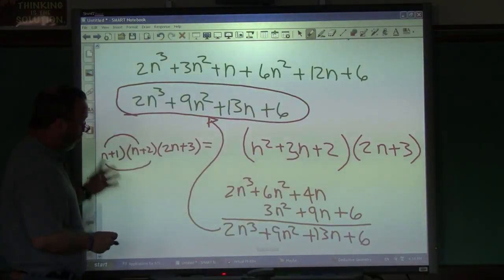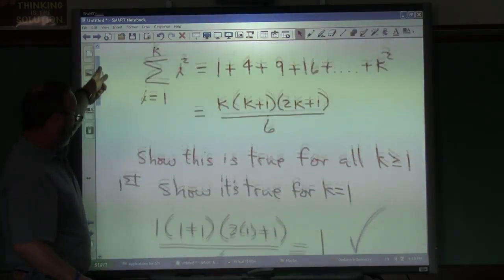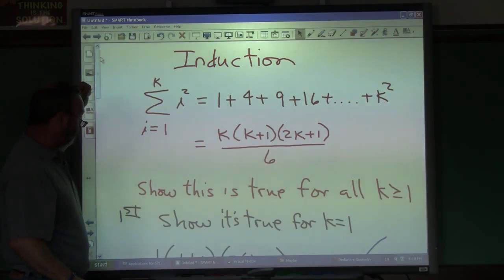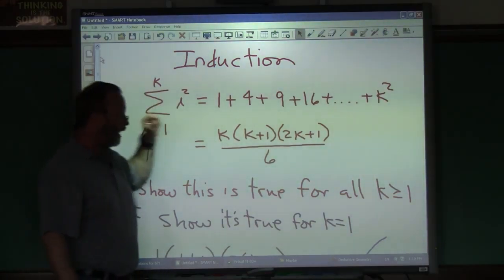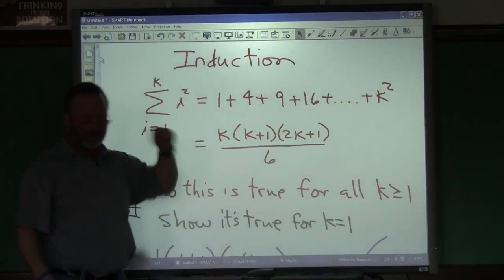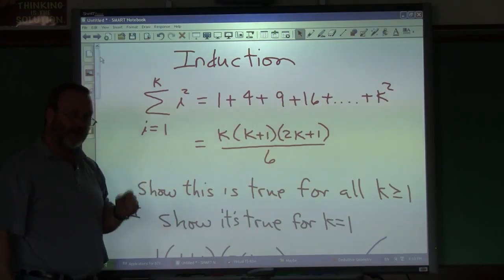I have proven by induction that for all k, the sum from i equals 1 up to k of i squared is equal to that. And that is an example of proof by induction.